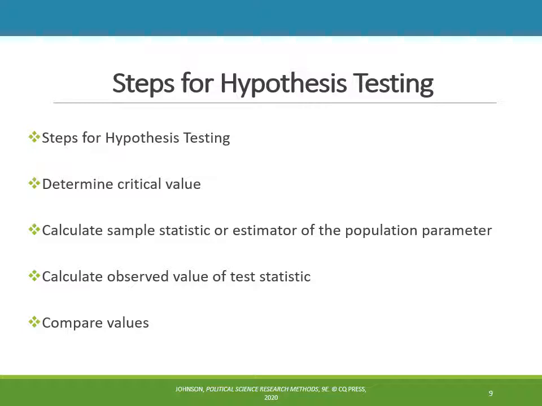And then you have to compare those two values. Remember the critical value versus the observed value. Which one is higher? And the one that is higher determines whether or not you accept or reject your null hypothesis that there is no relationship between those two variables.